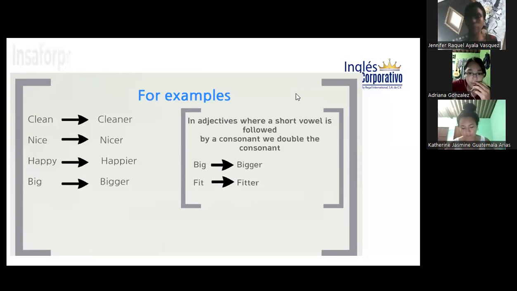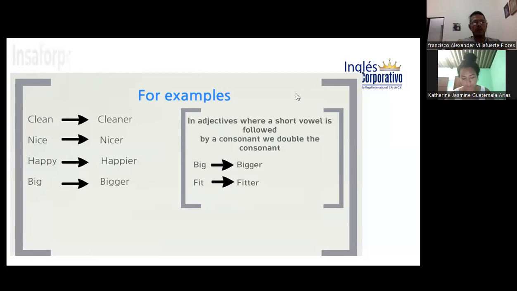For example: clean, cleaner; nice, nicer; happy, happier; big, bigger. In adjectives where a short vowel is followed by a consonant, we double the consonant. Big, bigger. Fit, fitter. Right.